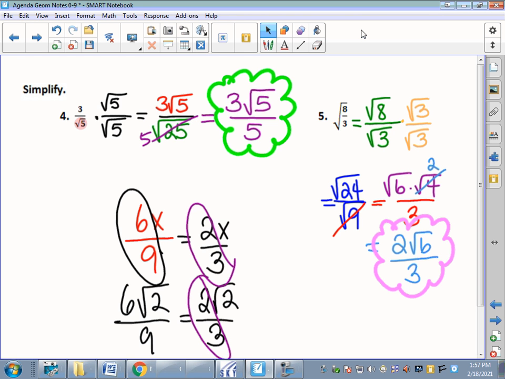I want to make sure that everybody knows how to break down a radical and simplify, rationalize the denominator. That is it for section 09. So hopefully it was a review. If not, hopefully it feels easier to do. Have a great day.